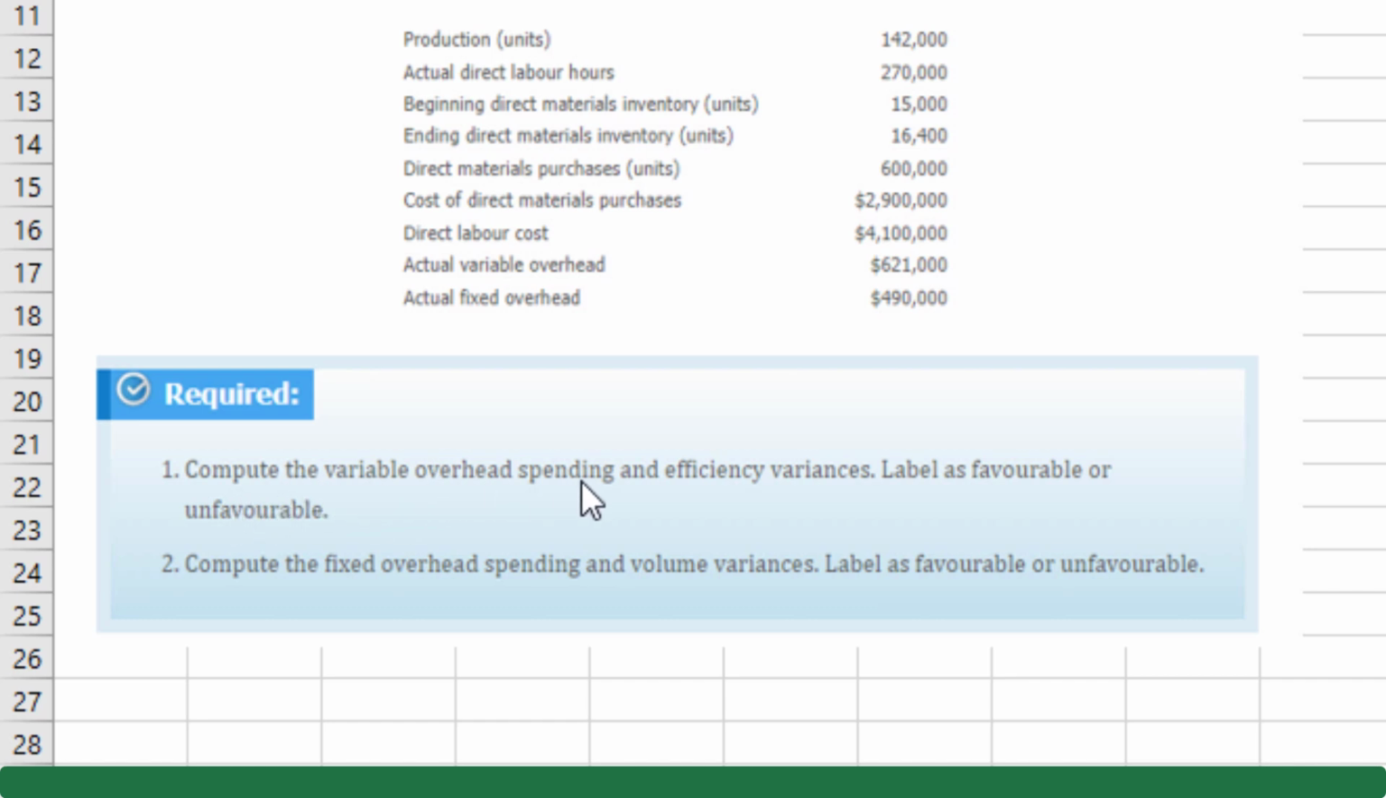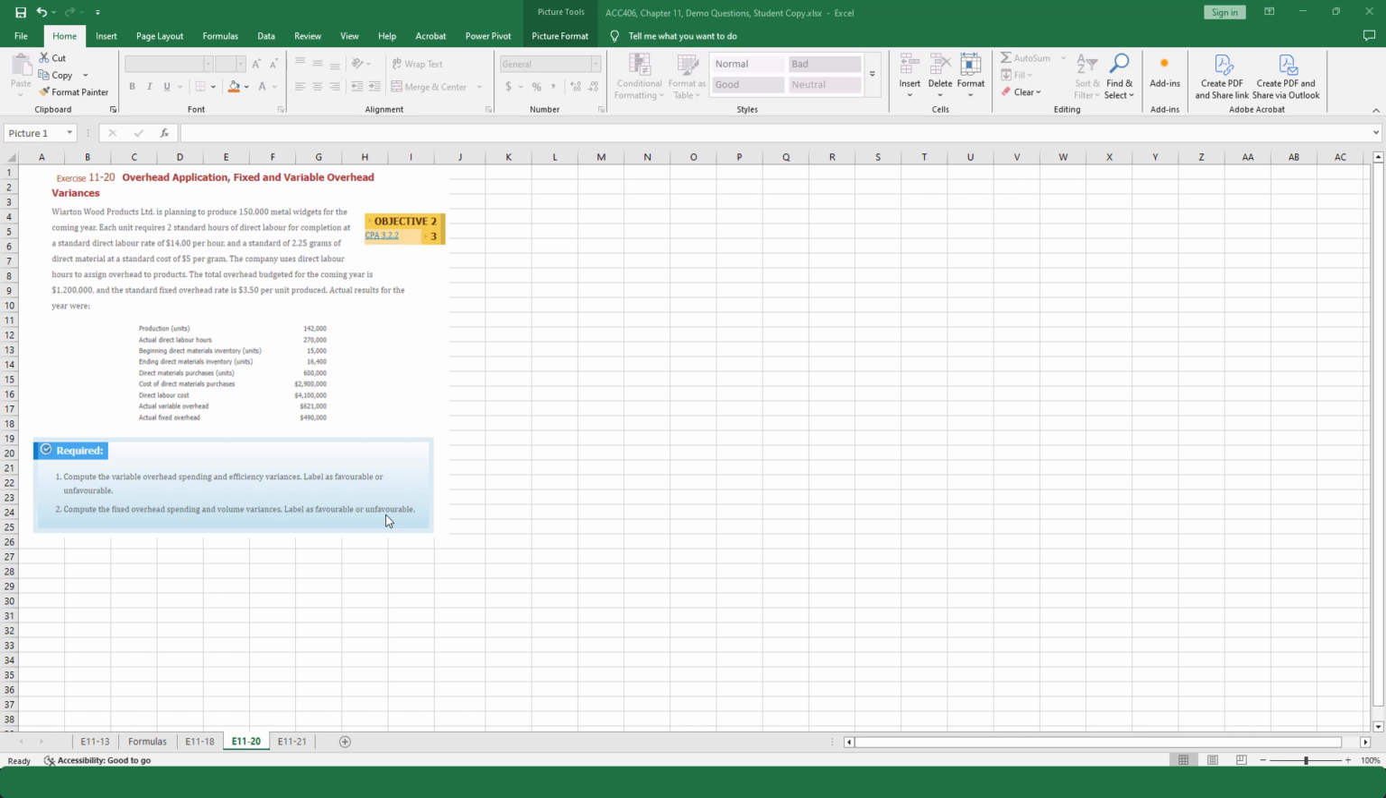Compute the variable overhead spending and efficiency variances, label as favorable or unfavorable. Compute the fixed overhead spending and volume variances, label as favorable or unfavorable. So we're going to ignore the information about direct materials and direct labor unless we need it in order to calculate some of these.